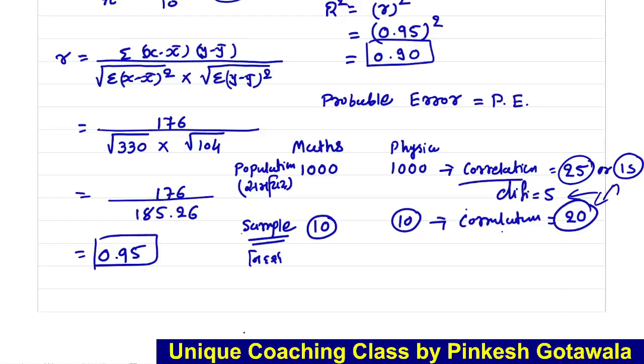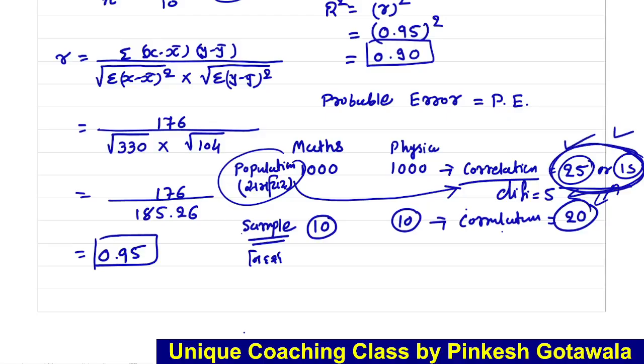So what answer do we get? The population correlation will be in the range 15 to 25. It is a range. We cannot find the exact population correlation because it is very hard, but we can find its limits, between which the answer can lie: approximately 15 to 25. How do we find this 25 and 15? This correlation means R.